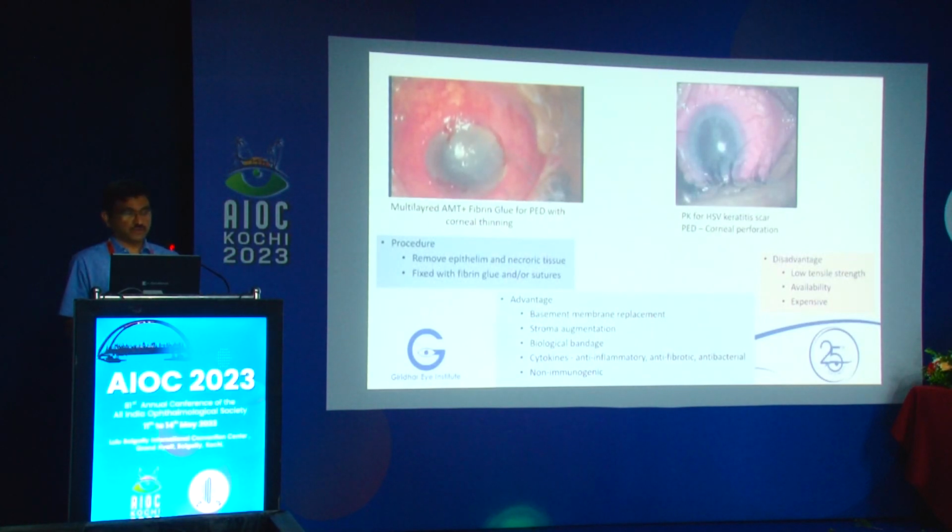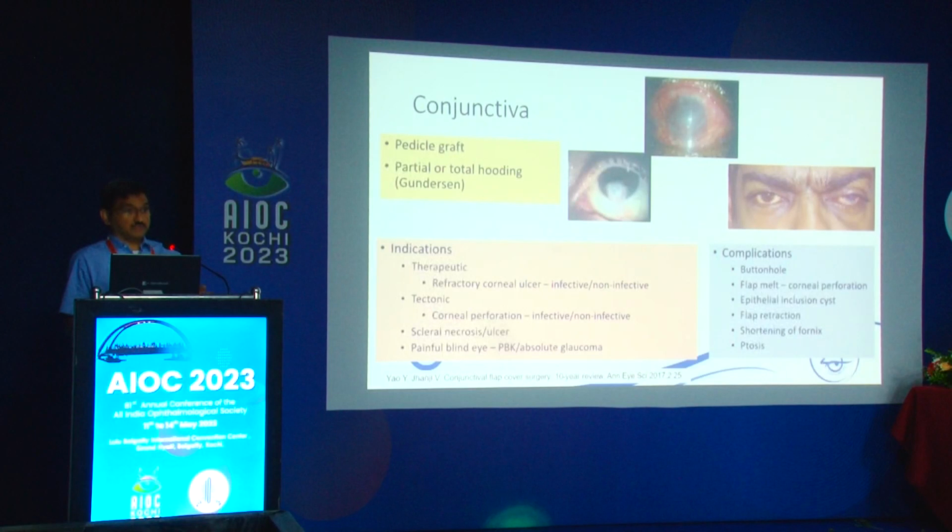It's non-immunogenic. The disadvantage for a tectonic procedure is that it's of low tensile strength. Availability can be an issue, and it is reasonably expensive. Then conjunctiva can be used as a pedicle graft or as a total hooding, Gunderson's flap.